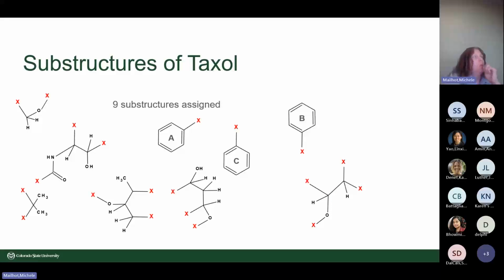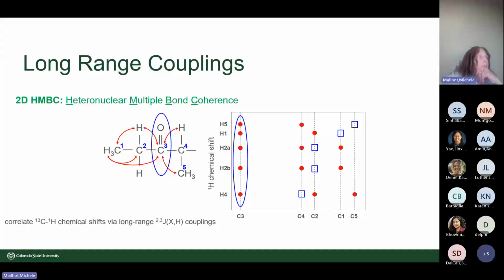Okay, so from all of the data we have thus far, we have all of these 9 substructures. Now you have to determine how you're going to put them together. Typically that's an HMBC experiment. If we look at carbon 3 here, you will see a carbon to proton cross peak at C4, that's H4, at the 2, that's H2 and these 2, and then at 1, these guys, and then at 5, this one.